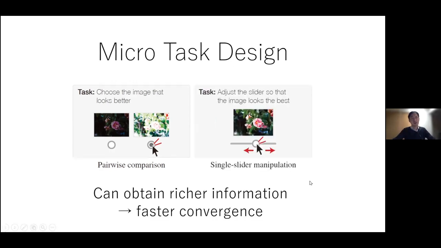So our idea is to replace the radio button with a slider. The user explores this continuous one-dimensional subspace, picks the best one and presses next. Then the next one-dimensional subspace is presented, and the user searches in the subspace and picks one. So the user's micro task is to pick the best parameter value, the best position in this one-dimensional slider space. This is much, much richer information, right? This one point is better than many other points in this one-dimensional space. So the system can obtain rich information, and then faster convergence. So that's the idea.